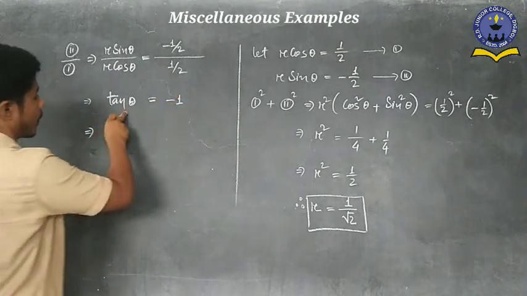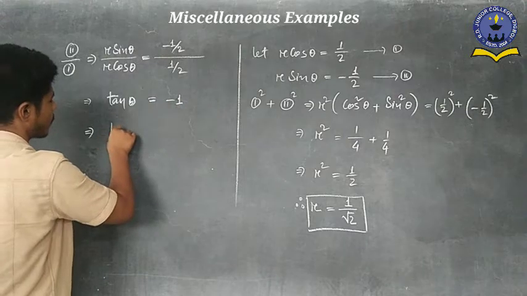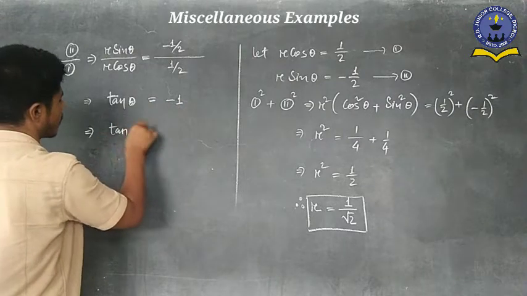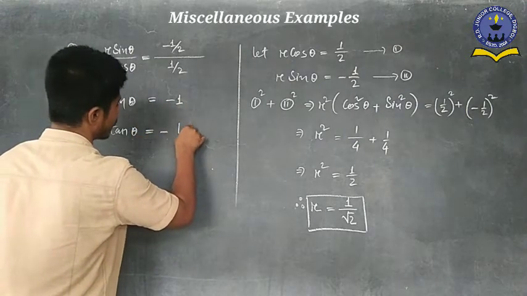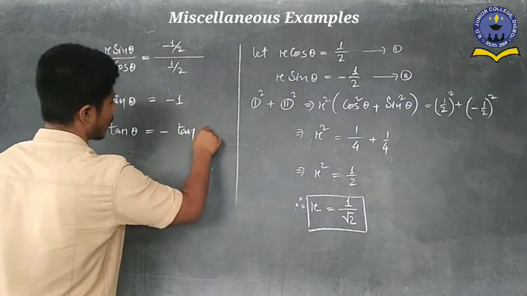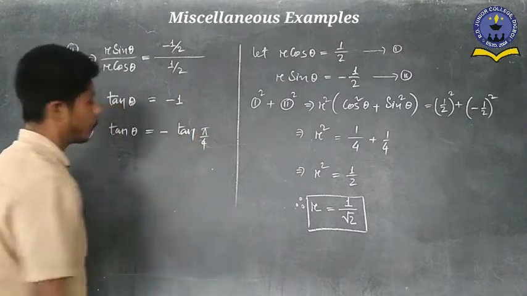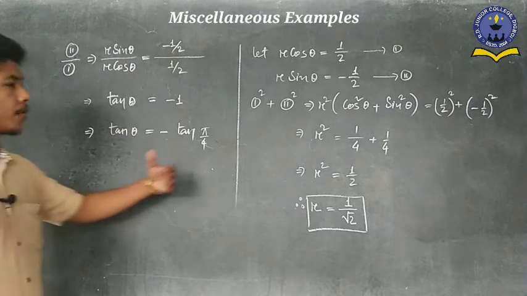So in case of tan, when we get 1, so pi by 4, so that's why we have to write here tan theta equals minus, the minus remains the same, and in place of 1 we write pi by 4. Is it clear? Now after that we have to find out the angle.